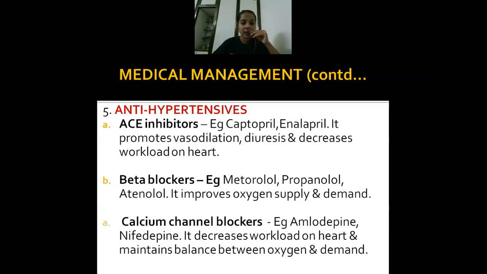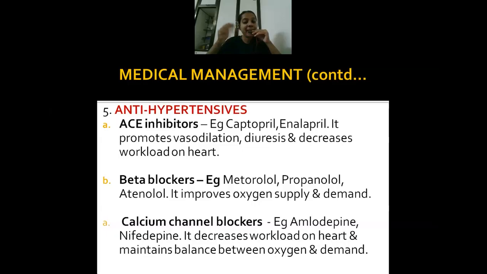Next one is beta blockers, for example metoprolol, propranolol. This also will improve the oxygen supply to the heart. Next is calcium channel blockers like amlodipine, nifedipine. It will decrease the workload on the heart. Please go through these drug names and examples, because I am repeating the same drugs many times.